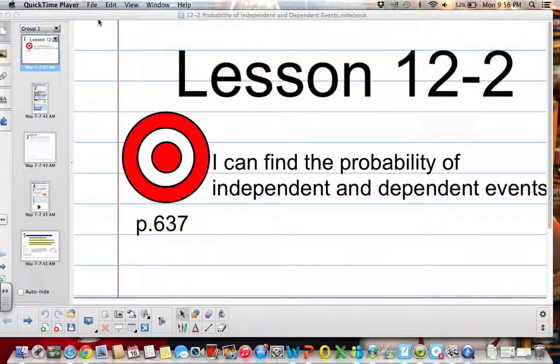Hi, 7th graders. We're on lesson 12:12, probability of compound events. It starts on page 637 in your textbook. Our learning target is: I can find the probability of independent and dependent events.